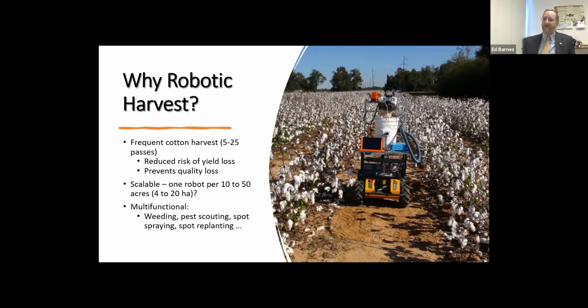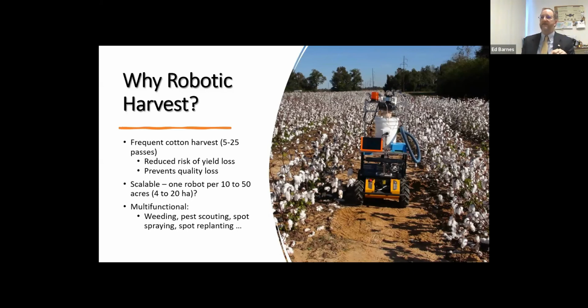One of the things, if we did have a small robot that could go between the rows, we would again have the ability to do frequent harvest, as many of you do now with hand harvest. So of course, relative to machine harvest, that means we reduce the risk of yield loss because we get the cotton before, say, a hurricane comes in. And also we prevent quality loss that might happen when rainfall occurs. I'll have an example of that later.